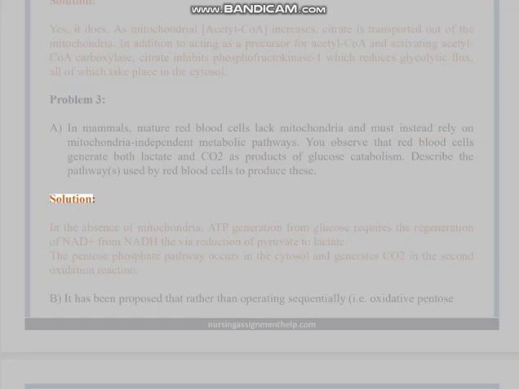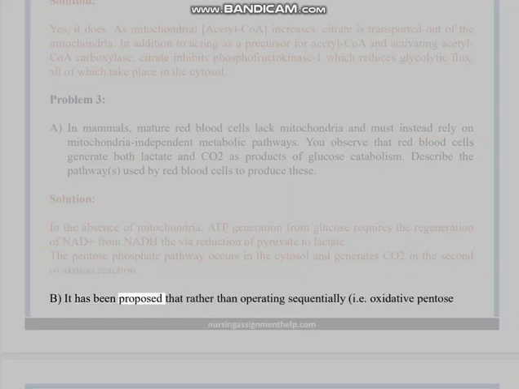Solution: in the absence of mitochondria, ATP generation from glucose requires the regeneration of NAD+ from NADH via reduction of pyruvate to lactate. The pentose phosphate pathway occurs in the cytosol and generates CO2 in the second oxidation reaction.